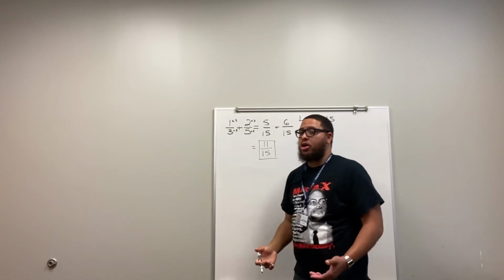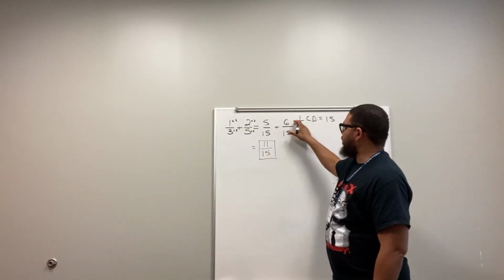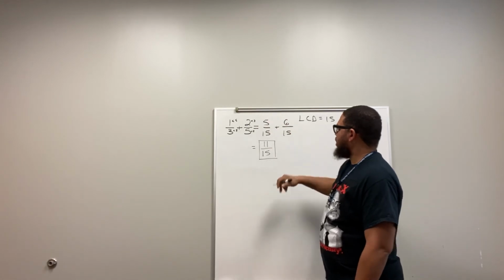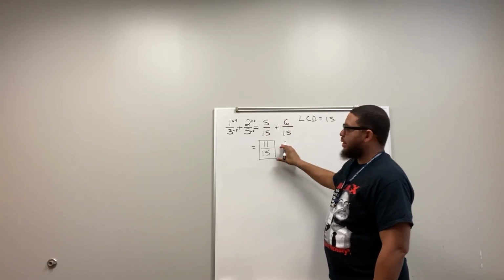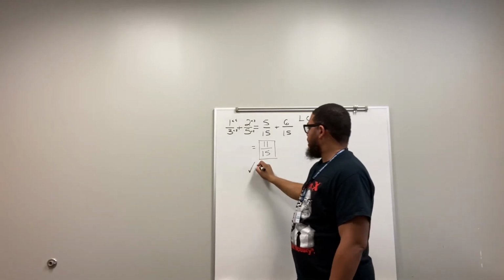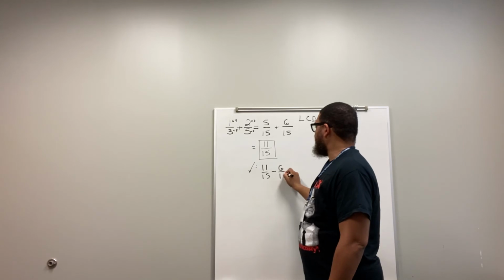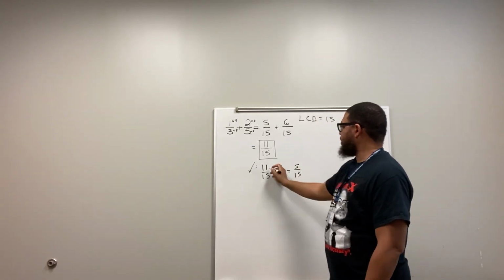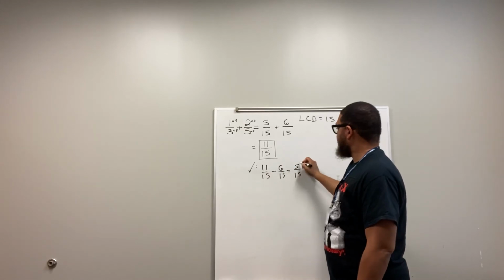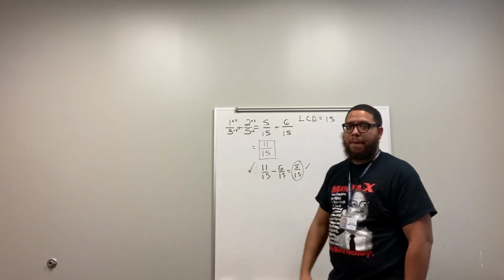And if we wanted to check our work, all we have to do is take this fraction and subtract one of these fractions and make sure it equals this. So if 5 fifteenths plus 6 fifteenths equals 11 fifteenths, then to check our work real quick, 11 fifteenths minus 6 fifteenths should equal 5 fifteenths. And it does, because 11 minus 6 is 5. So that means that this is a correct answer.